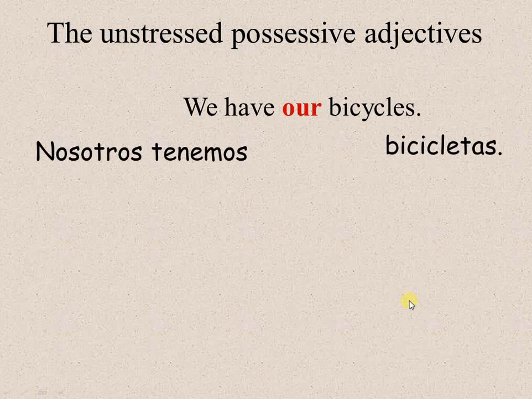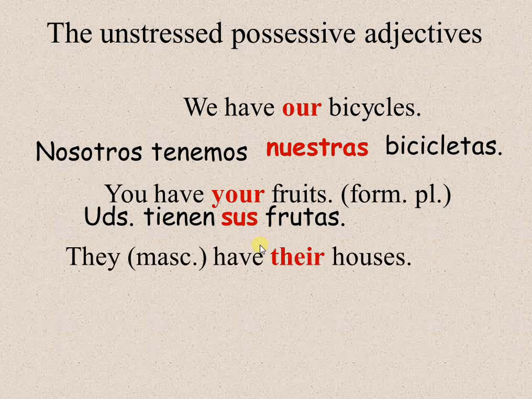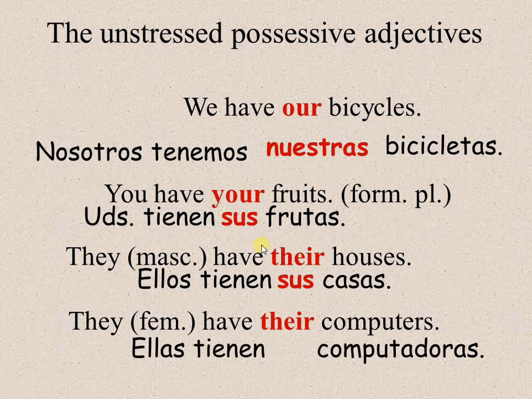We have our bicycles. Now, bicycles, we know it's a feminine noun. And here it's feminine and plural. So, nosotros tenemos nuestras bicicletas. Be careful with our. You have your fruits. Ustedes tienen sus frutas. They have their houses. Ellos tienen sus casas. They have their computers. Now, girls that have computers. Ellas tienen sus computadoras.